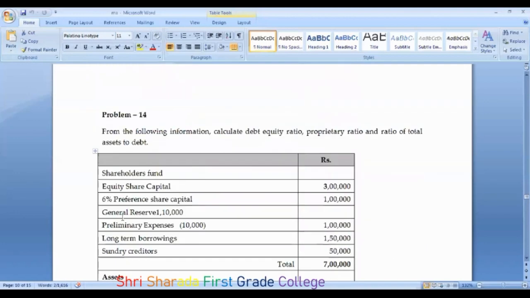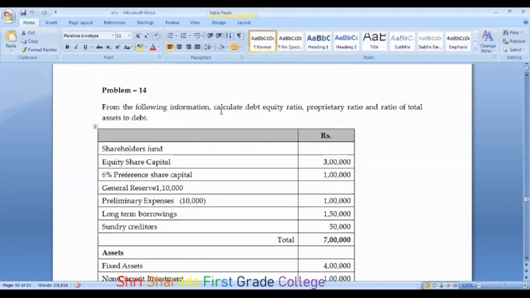Okay. Now the 14th one. From the following information, here also you need to calculate the debt equity ratio, and one more added to it, you are required to find out the proprietary ratio. As the name suggests, it is a proprietary ratio. Proprietary includes the shareholders, which will be taken into consideration with the assets. Debt we have already discussed. The debt considers the debt along with the equity. You can also write it as debt divided by equity.